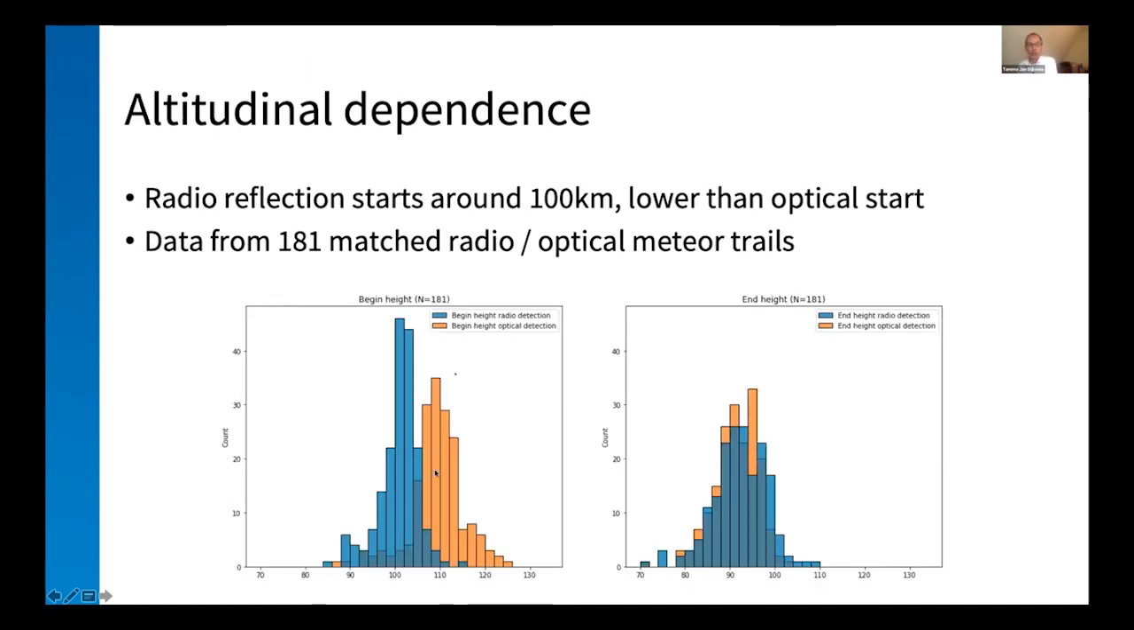There's one statistic I really liked, and that really stands out. We measured by hand the trajectory of the radio trail. And the radio trail starts around 100 kilometers, whereas the optical trail really starts higher on average. So that must mean something about the height at which the air ionizes enough to become reflective.